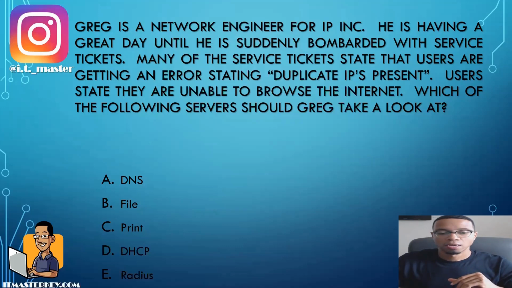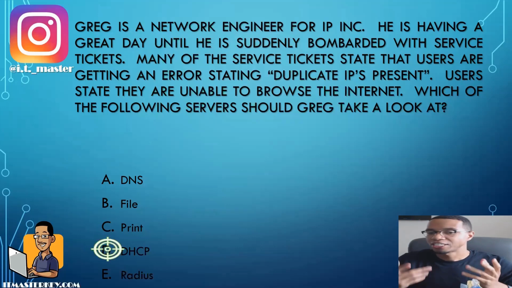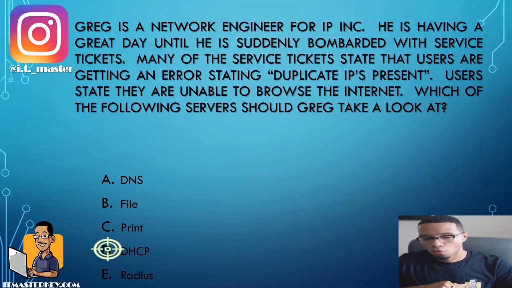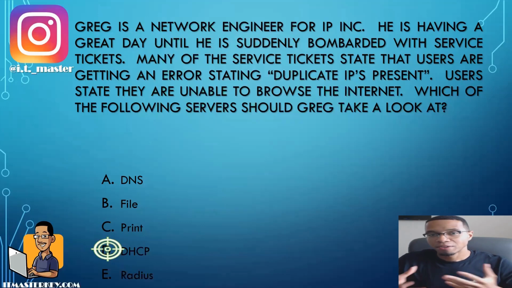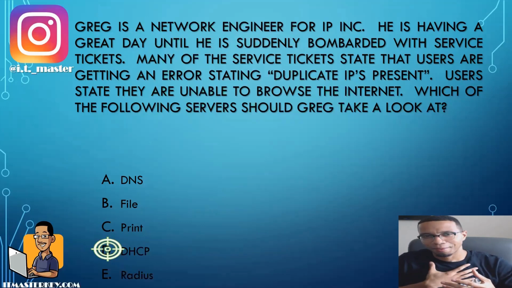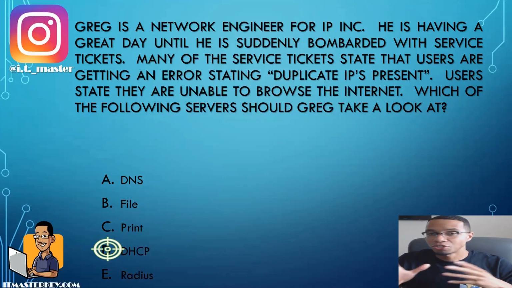Very good, too easy. So the DHCP server. The DHCP server is responsible for assigning IP addresses automatically, right? So if there's an issue, that's the first place he would look because that's what's responsible for actually assigning IP addresses, and nobody should be getting the same IP address, okay?